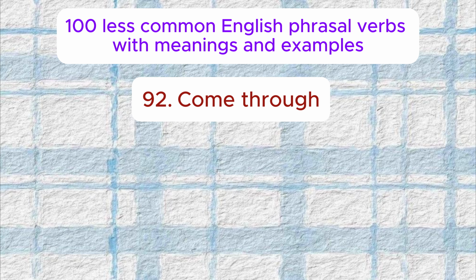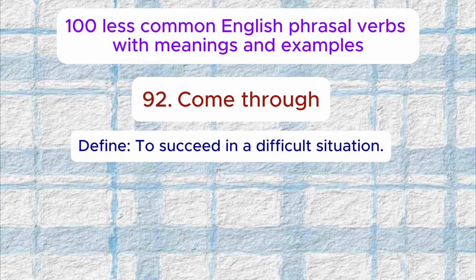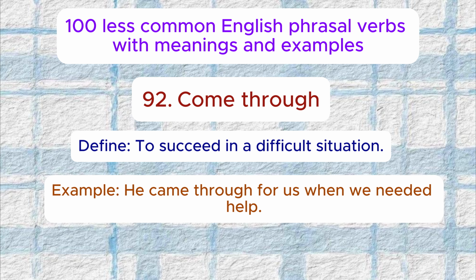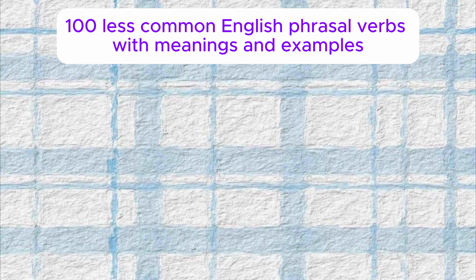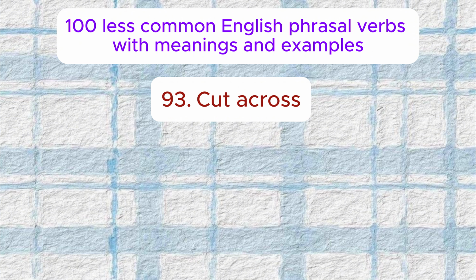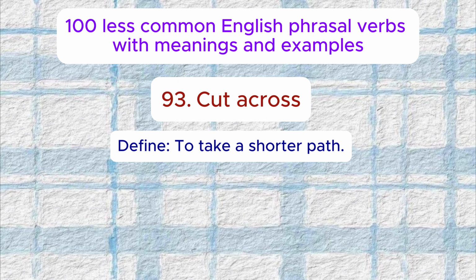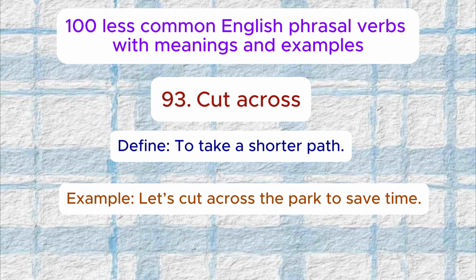92. Come through. Define, to succeed in a difficult situation. Example, he came through for us when we needed help. 93. Cut across. Define, to take a shorter path. Example, let's cut across the park to save time.